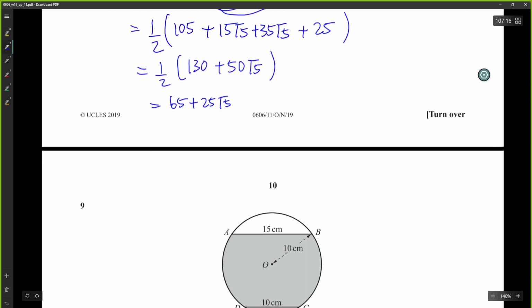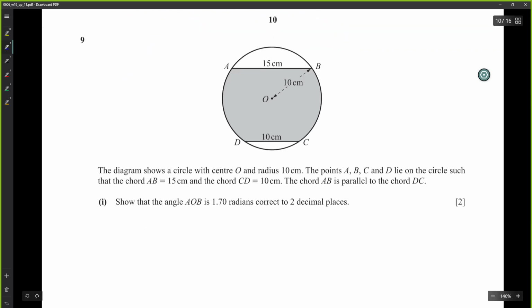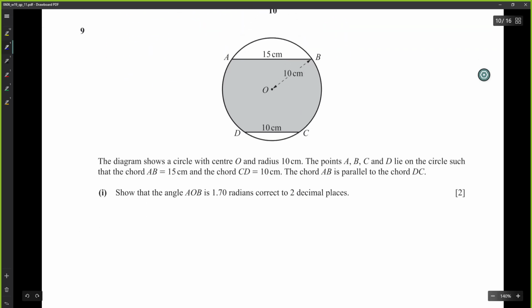Okay. Number 9 here. We have a diagram showing a circle with center O, radius 10. The points A, B, C, D lie on the circle such that the chord AB equals 15 and the chord CD equals 10. So chord AB is parallel to the chord DC. Show that the angle AOB is 1.7 radians, correct to 2 decimal places.